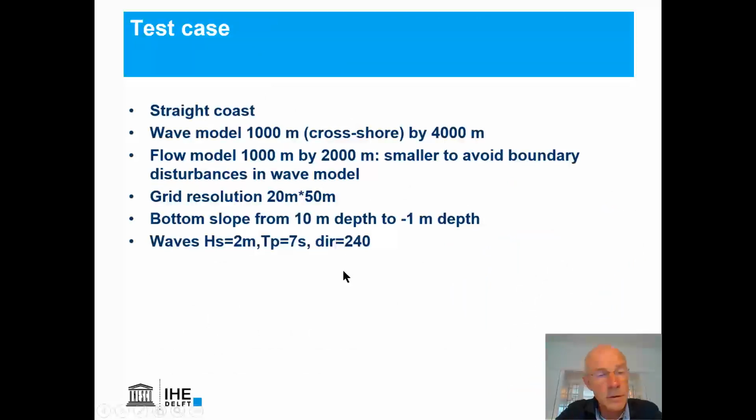We're going to create a test case for a straight coast with a wave model of 1 kilometer by 4 kilometers in the longshore. The flow model will be half the size in the longshore direction to avoid the boundary disturbances in the wave model. We'll make a grid resolution of 20 by 50 meters and a bottom slope from 10 meter depth to -1 meter depth, with waves of 2 meter, 7 seconds, 240 degrees.